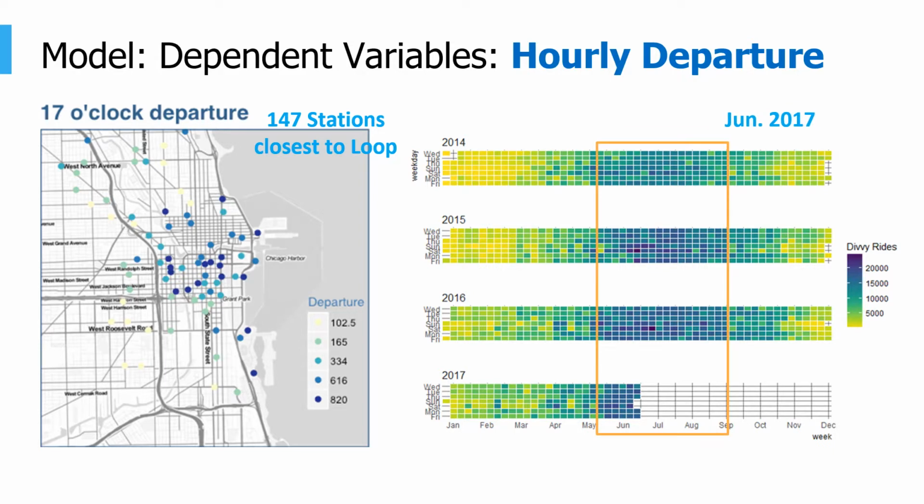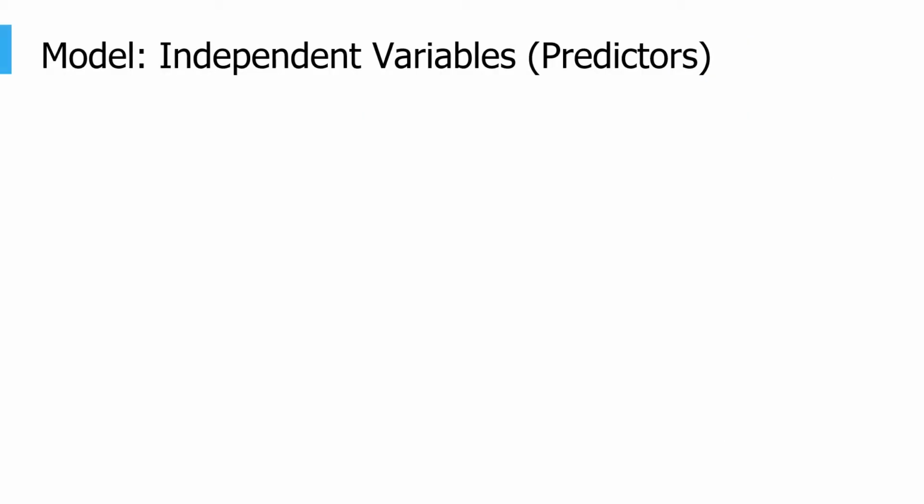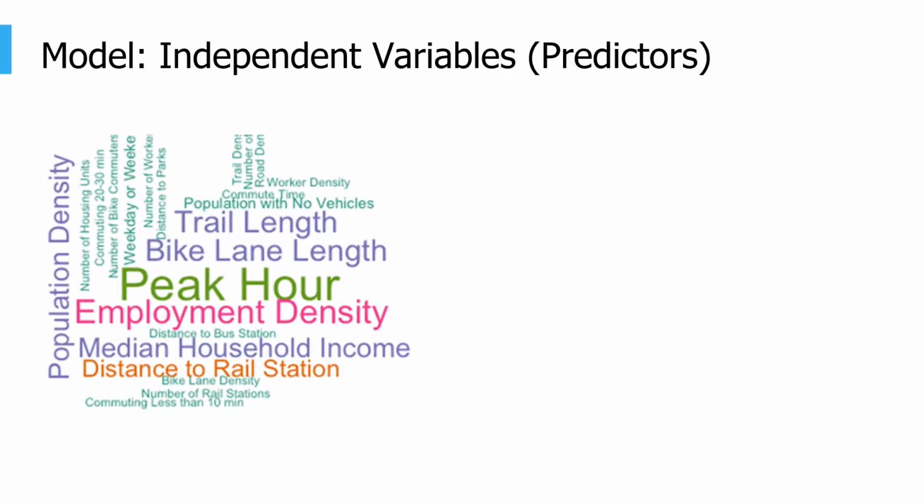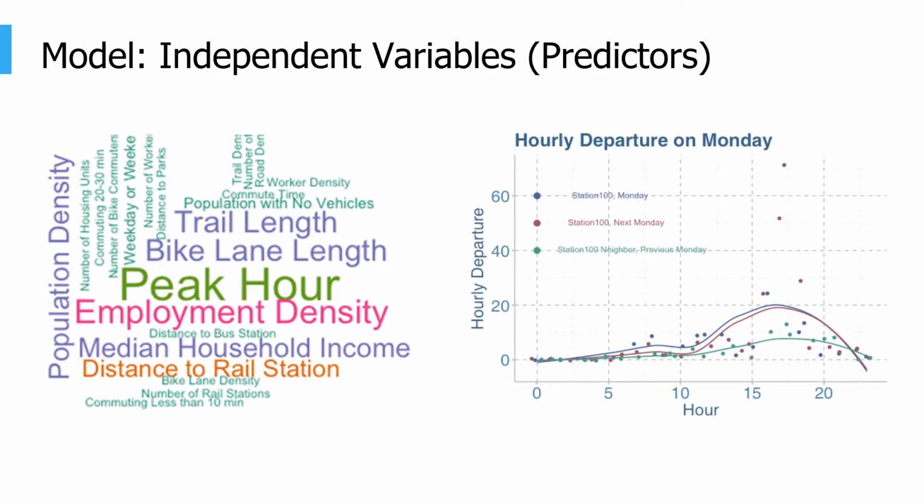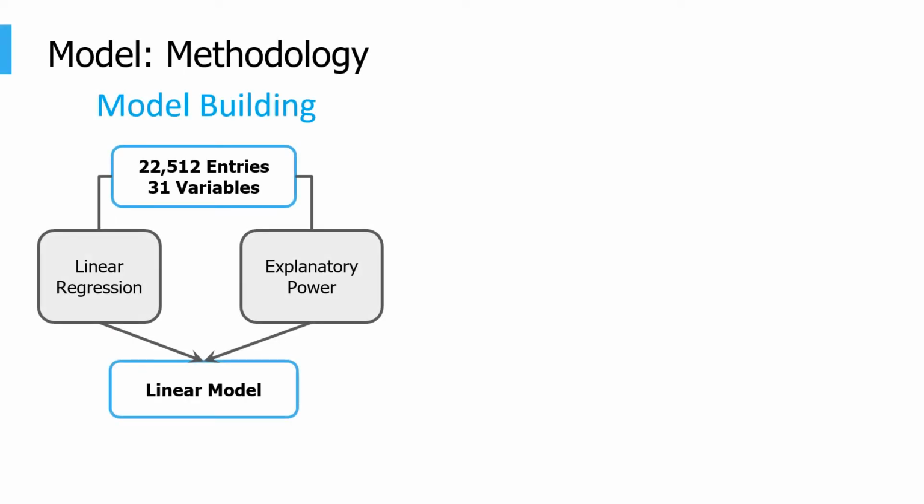Because there is greater rebalancing demand due to the prominent commuting pattern on warm days, as shown in the two graphics here. Our candidate predictors include variables that are theoretically related to bike travel demand and historical departures of stations and their neighbors. Because demands are usually concentrated in certain times of day and locations, which will repeat week by week. Based on this data, we built a linear regression model.